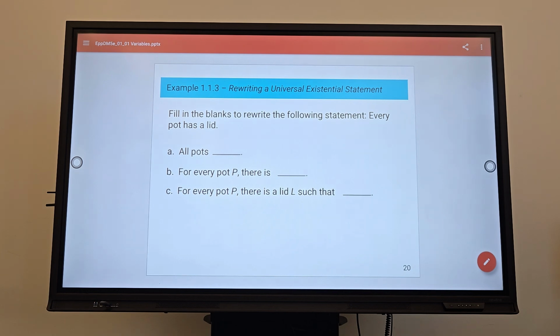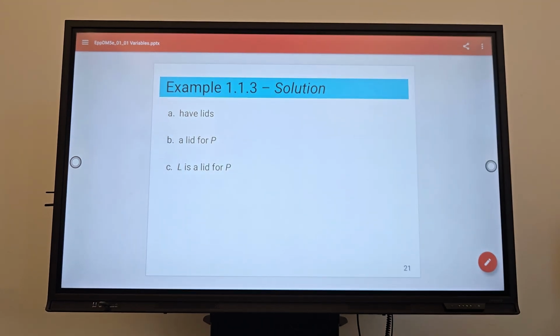Fill in the blanks to rewrite the following statement. Every pot has a lid. All pots have lids. For every pot P, there is a lid L. For every pot P, there's a lid L such that L is a lid for P.